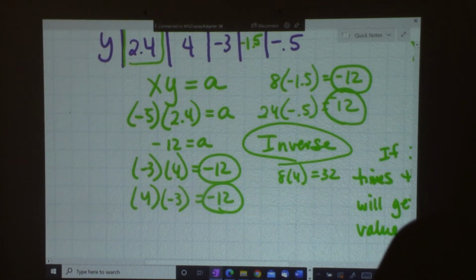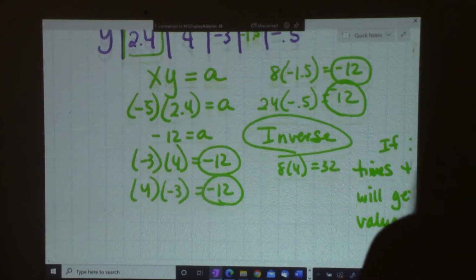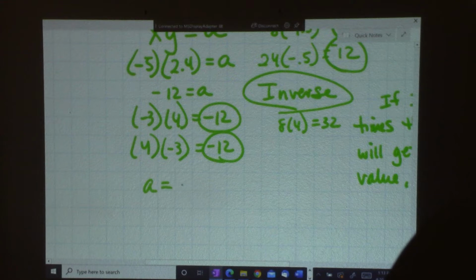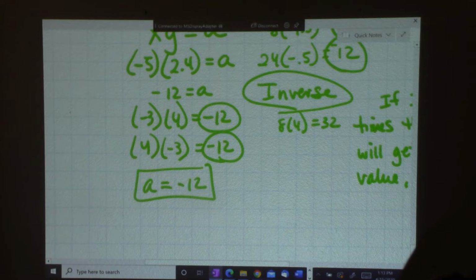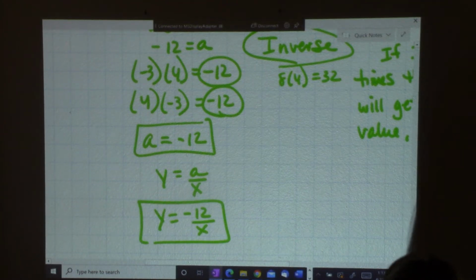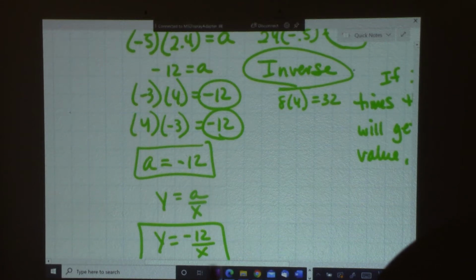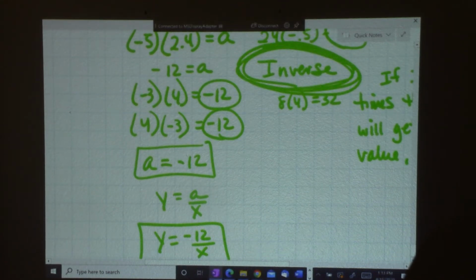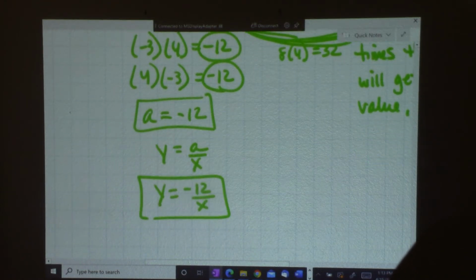Now the next question is, oh, write the equation, all right? So I got a to be negative 12. So now it's already done. I'm just going to take my formula and put negative 12 into it. So that is my other answer. Okay, my first answer is that yes, it is an inverse function, and I proved it. And then my second answer is what the equation is right here.